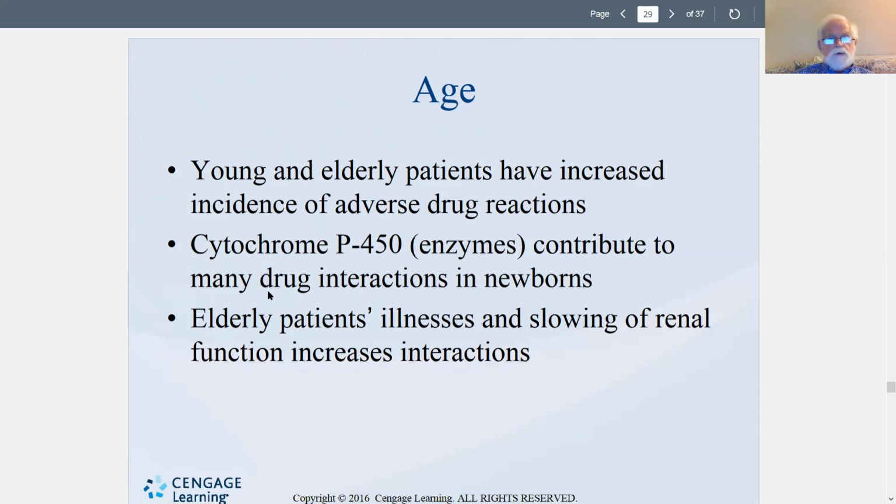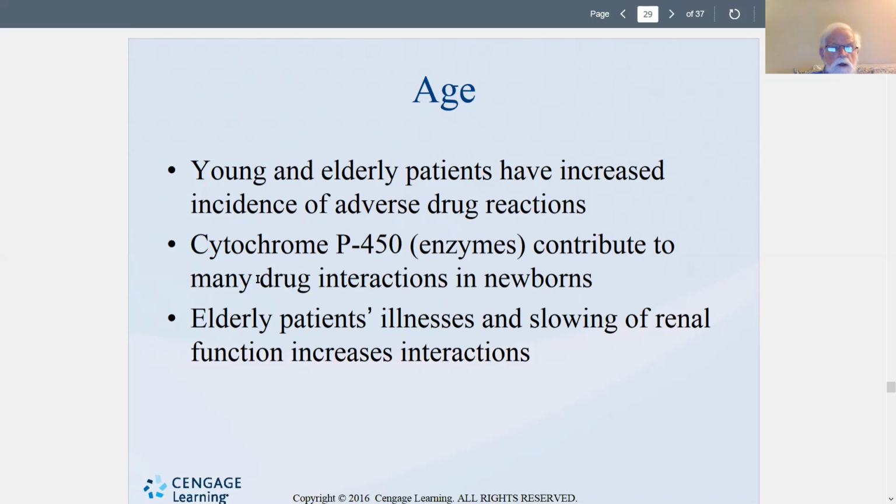So here we have a couple of things related to age. The young and elderly have increased adverse drug reactions because they're given doses that are inappropriate for them, or they're given drugs inappropriate for them because they can't handle them. P450 isn't functioning real well in newborns, but by the time you get up into your 60s, 70s, 80s, you've beaten your liver up pretty well.